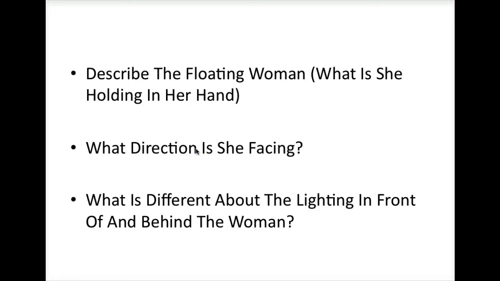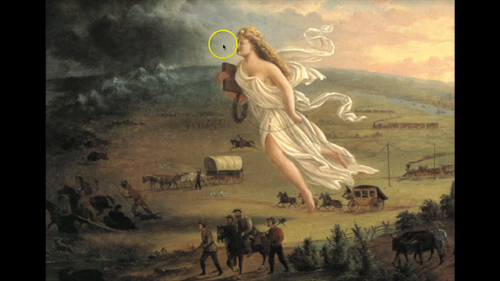Next, we will continue with level 1 questions by looking at the woman in closer detail. We'll describe what she's holding in her hand, the direction she is facing, and the difference in lighting in front of and behind her. She has two things in her hands that we want to consider. Here's one, and here's the second. Also, consider this.